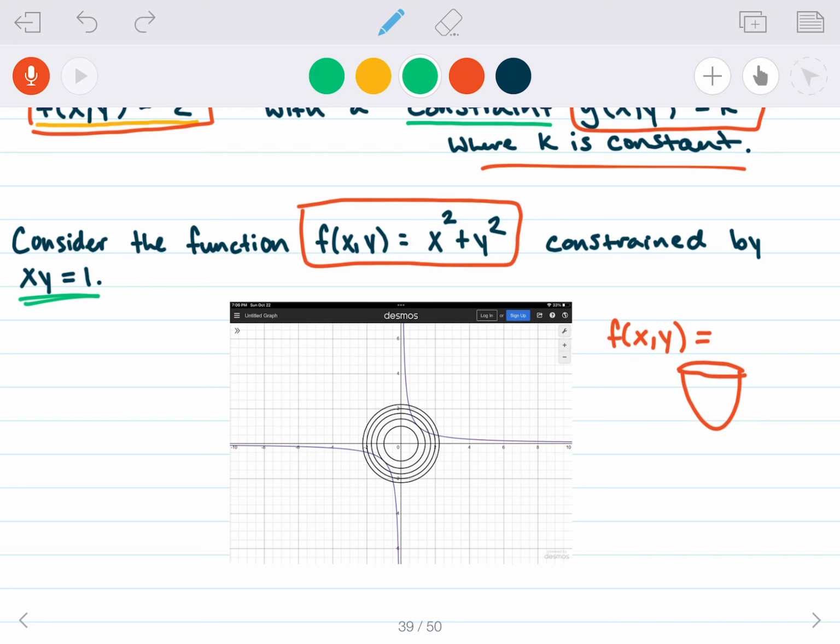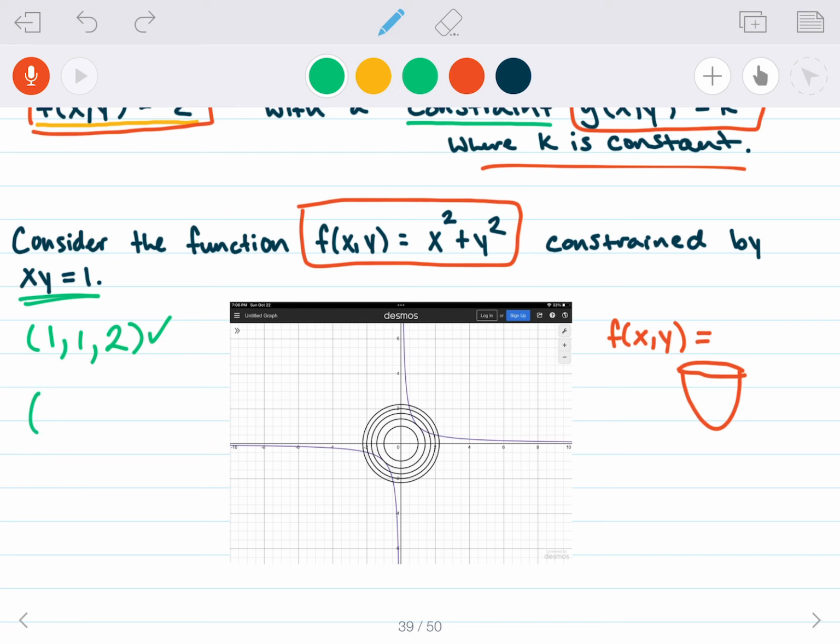So for example, we can put in 1, 1. That would be valid. If we put 1 in here and 1 in here, we're going to get 1 squared plus 1 squared, which is 2. That's a valid point. However, what would not be a valid point? How about 3, 6? That wouldn't be valid because 3 times 6 is not equal to 1. So this is not going to lie on our surface subject to this constraint. We have to have values of x and y whose product equals 1.